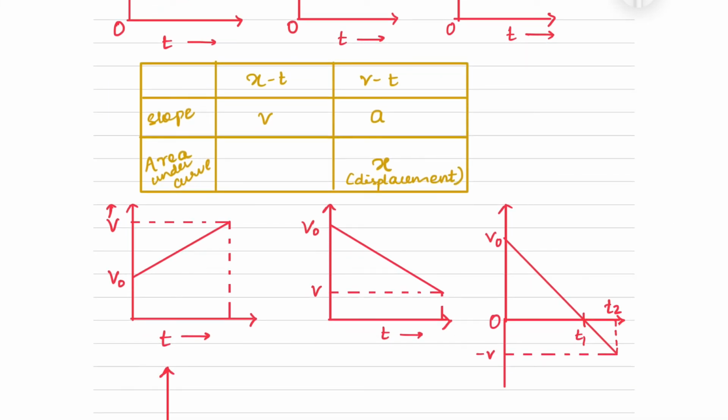Basically, we come across two kinds of graphs in this chapter, the xt graphs and the vt graphs. The slope of the xt graph gives us the velocity of the body, whereas the slope of the vt graph gives us the acceleration of the body. And the area under the vt graph gives us the displacement of the body.